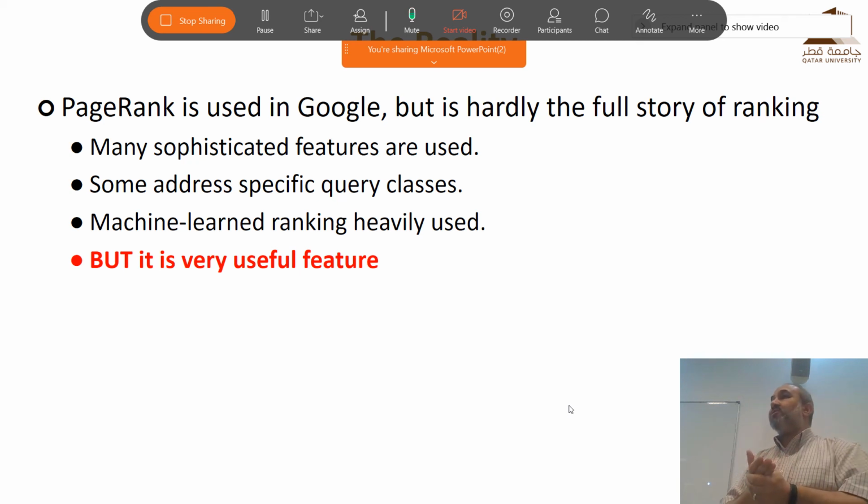PageRank is used, of course, but it's not the full story. It is one of the very important features that Google is, or was at least, using in web search.